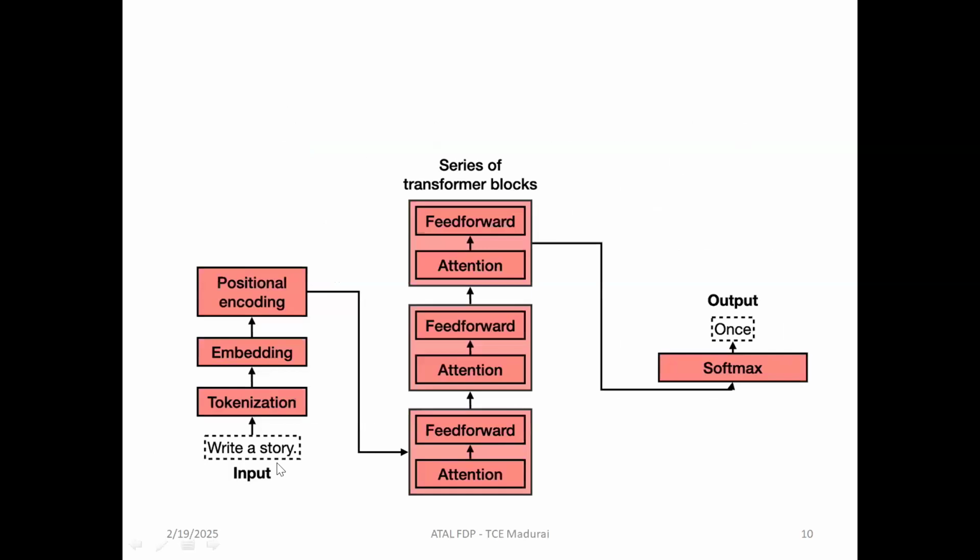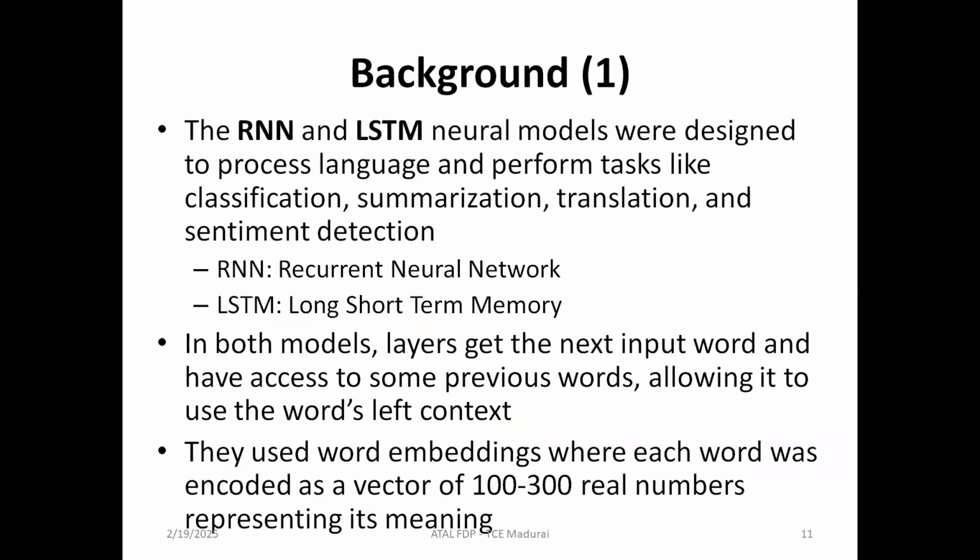Once your input is write a story, the pre-processing will take place in three phases: tokenization, embedding and positional encoding. This pre-processing output we feed into a series of transformer blocks, where you can see the attention block as well as the feed forward. The attention block plays a major role in the transformer, and the feed forward is a neural network algorithm that helps you train on a huge volume of data. This is then sent to the softmax to generate the output. Okay, so this is the preliminary development of the transformer blocks.